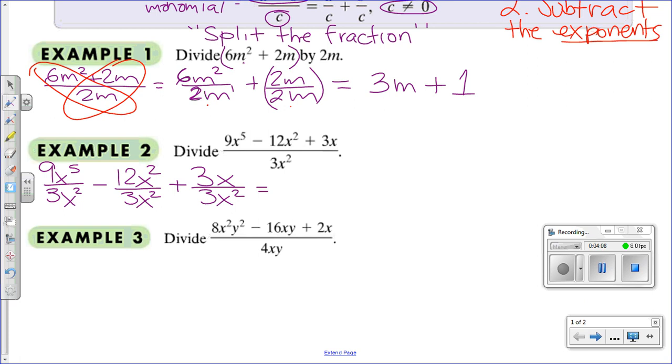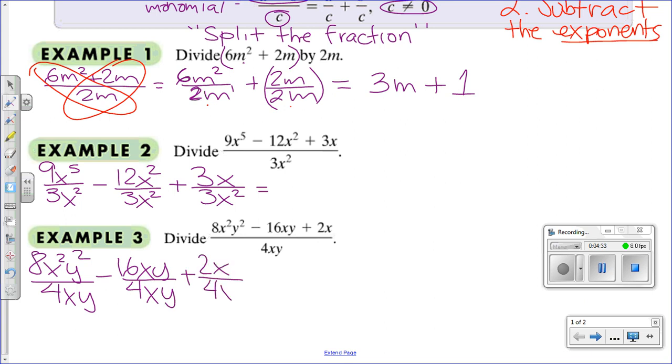I want you guys to just give it a try. You can talk to the people at your table. It's the same idea. You're going to divide the coefficients and subtract the exponents of the same variables. I'm going to give you about a minute to talk about it.